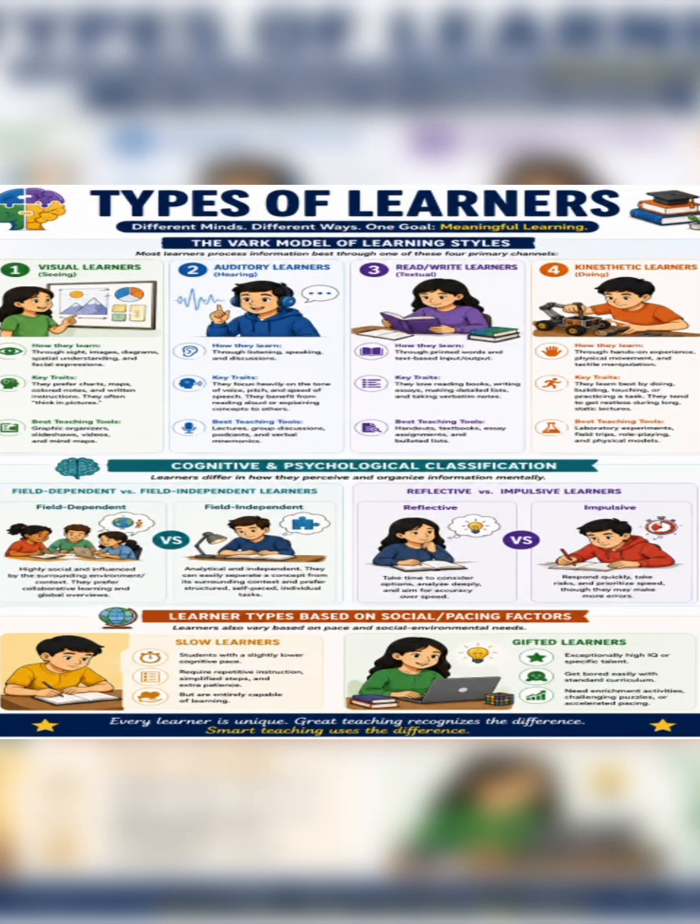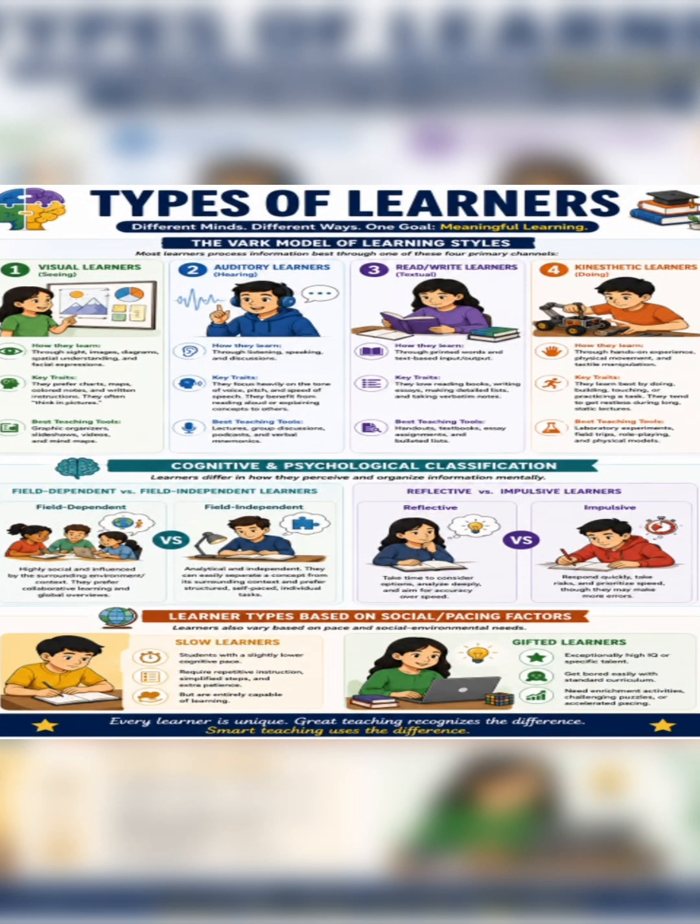Number three, read-write learners. Moving to the purple column, we find read-write learners. These students interact best with the printed word, text-based input and output. They live for reading books, writing essays, making detailed lists, and taking verbatim notes. Handouts, textbooks, and bulleted lists are their absolute comfort zone.